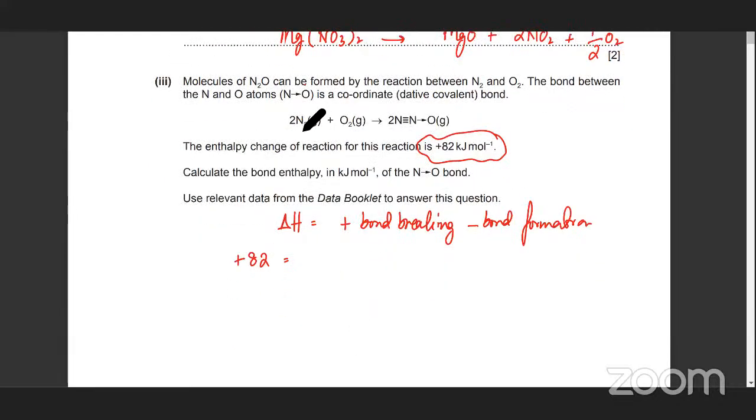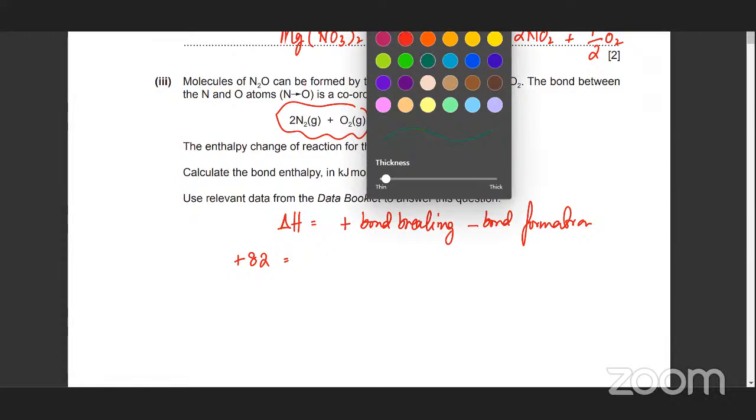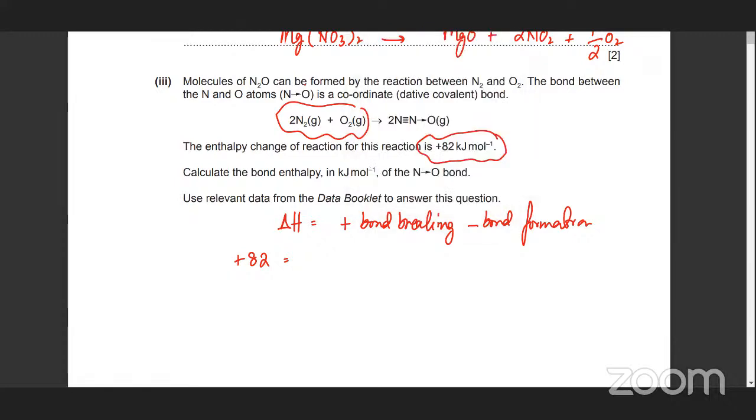So what do we need? How many bonds do we need to break? We would have to break the N triple bond N, 2 of them. 2 N triple bond N bonds need to be broken. So that's plus. And you would have to break 1 oxygen double bond oxygen as well. And then subtract how many bonds would you form? You're going to form 2 N triple bond N.